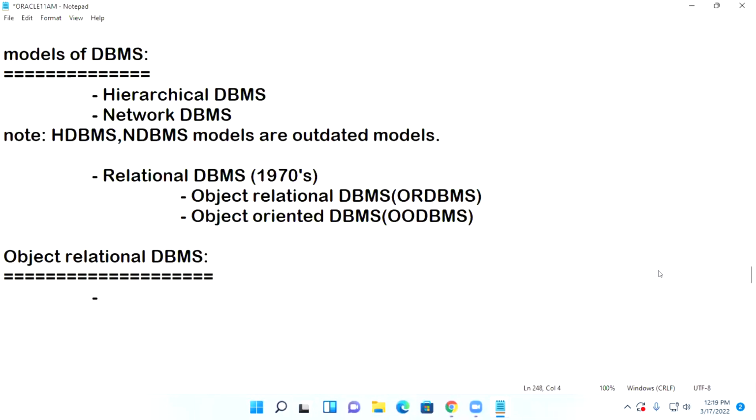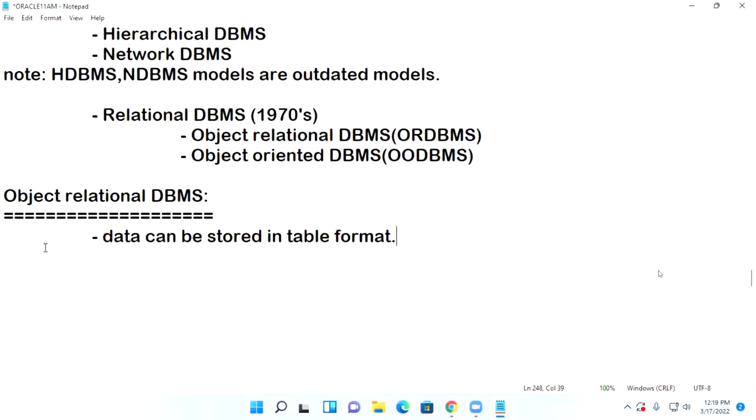That means in this model, the first thing is, data can be stored in which format here? In tabular format. So every object relational database in real-time industries stores your data in tabular format. All of you know this, guys: a table is nothing but a collection of rows and columns.